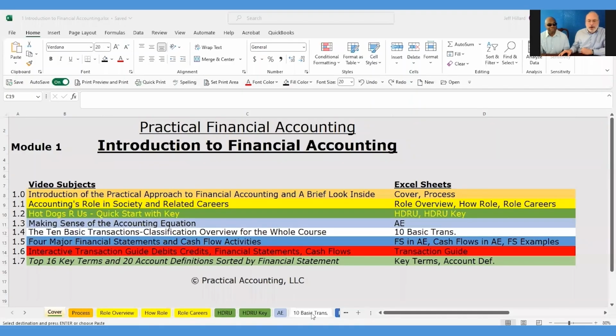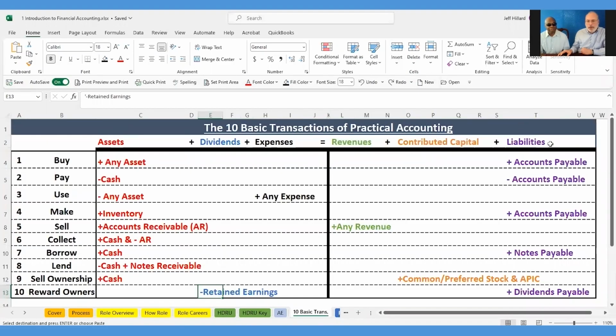If you understand the 10 basic transactions, you can do this course. That's what we say. Yep. So tell us about it. Okay. And they're in English. Oh, wow. That's cool. The 10 basic transactions are, and again, we're in the practical T format: assets plus dividends plus expenses equals revenue plus contributed capital plus liability.